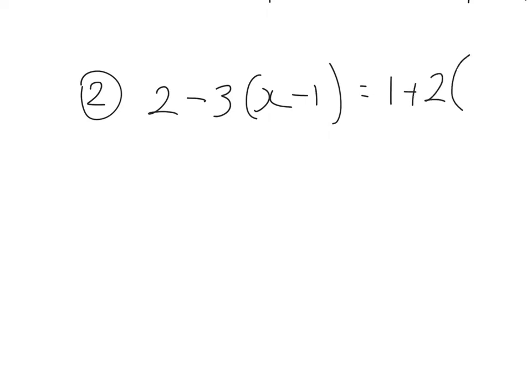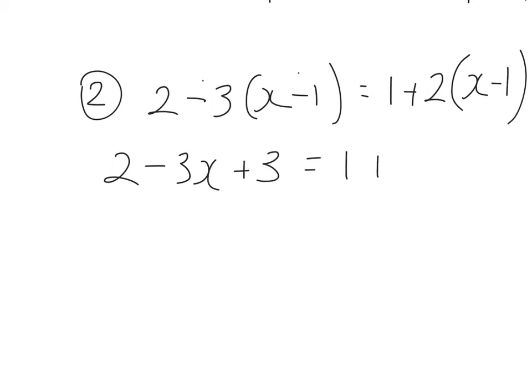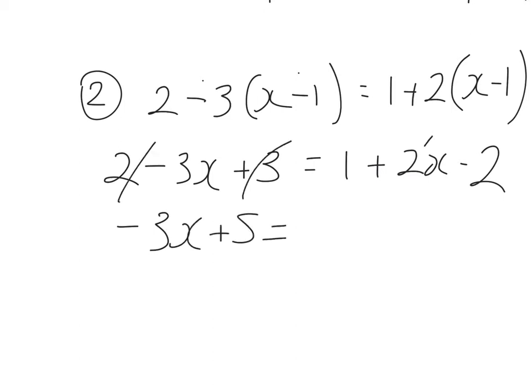Example 2: 2 minus 3 bracket x minus 1 is equal to 1 plus 2 bracket x minus 1. So expand out the brackets and collect like terms to get going. 2 minus 3x, minus times a minus is a plus, so minus 3 times minus 1 is plus 3, is equal to 1 plus 2x minus 2. Collect together my like terms. So I've got minus 3x on this side, and 2 plus 3 is 5. Minus 3x plus 5 is equal to 2x, and 1 minus 2 is minus 1.